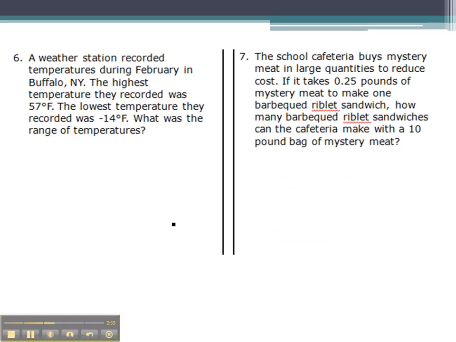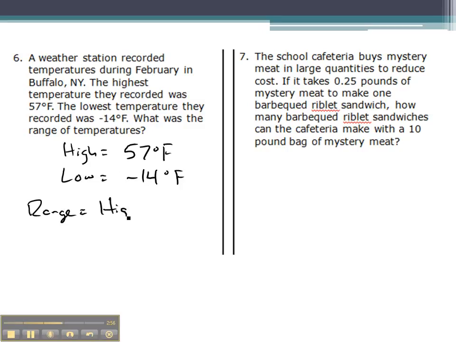Number 6, a weather station recorded temperatures during February in Buffalo, New York. The highest temperature they recorded was 57. The lowest temperature they recorded was -14. What was the range of temperatures? Range equals the high minus the low.